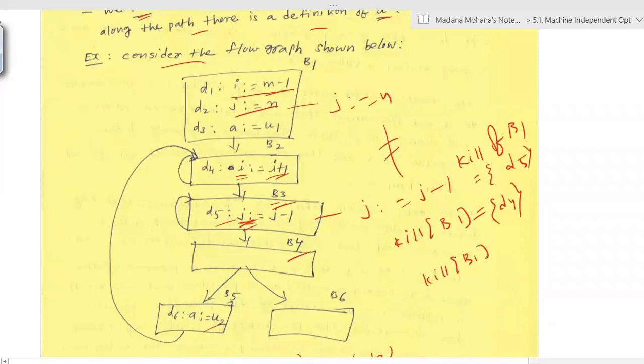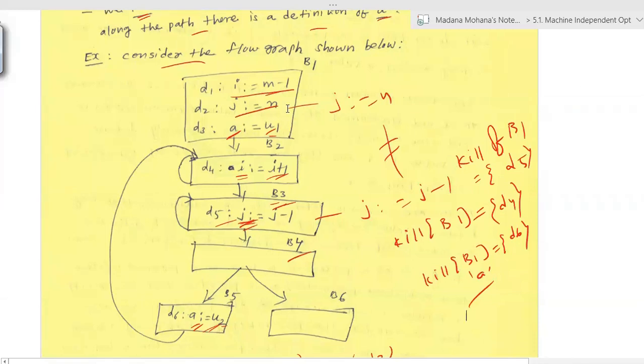Then kill of B1 with respect to A, where A is defined outside in B5. But here you can see A is U1 and here A is U2. So kill of B1 equal to D6 with respect to A. Like that we can find kill values.